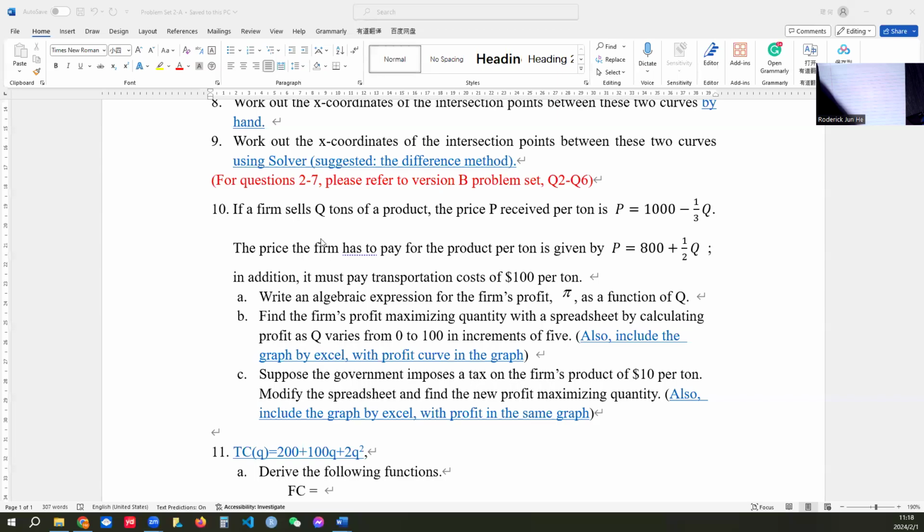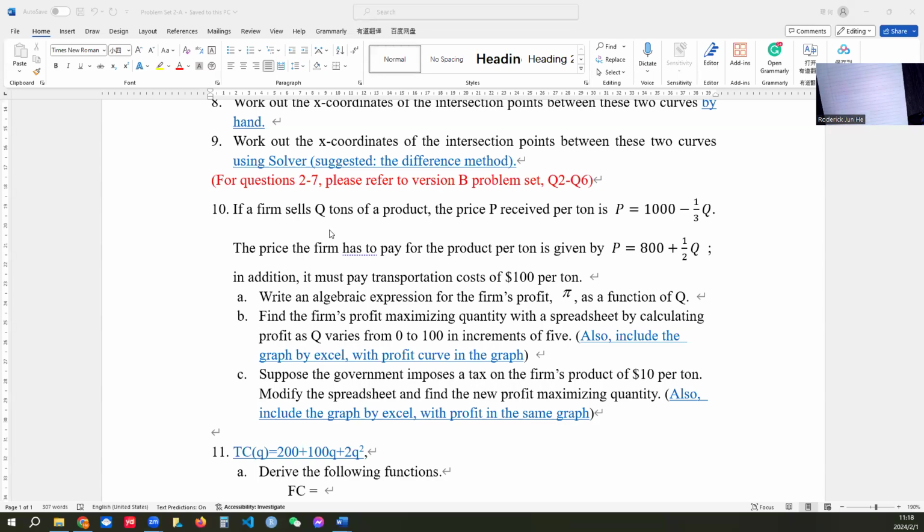Hello everyone. I've got a bunch of questions regarding assignment 2A, number 10. So I'm planning to lead you through this question here. Let me start with sharing my screen and go over this question right now.